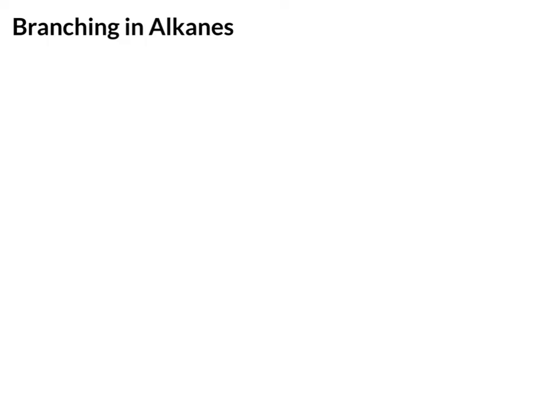Now, in the real world, everything's not perfect, and not all alkanes are going to be straight chains. We can certainly have branching in them, and this is very, very common. So let's take a look at butane, for example.